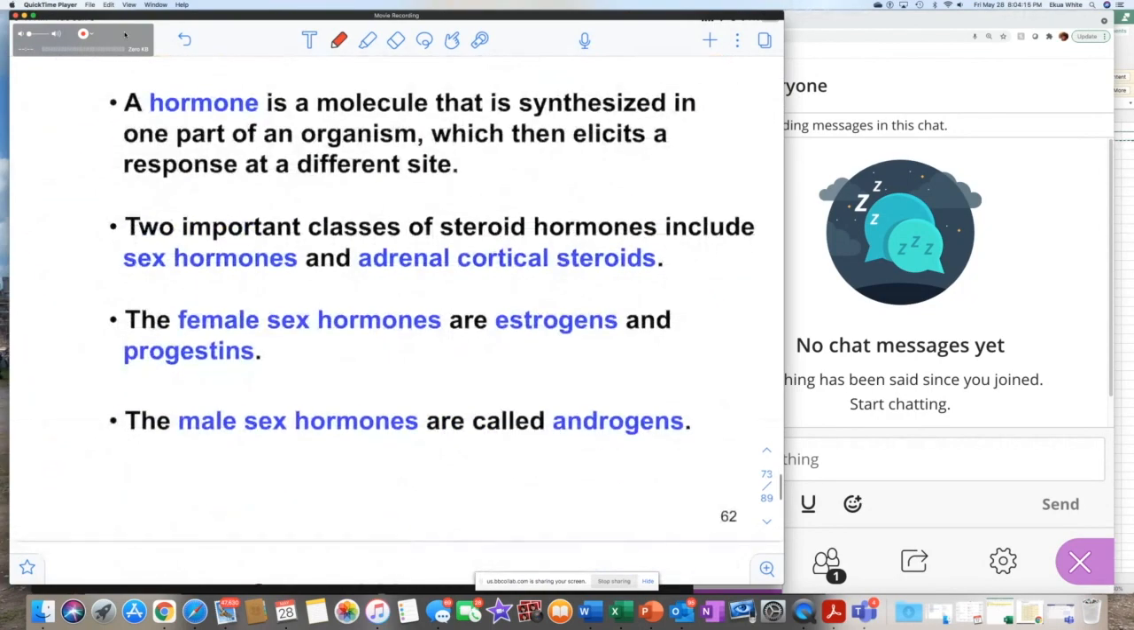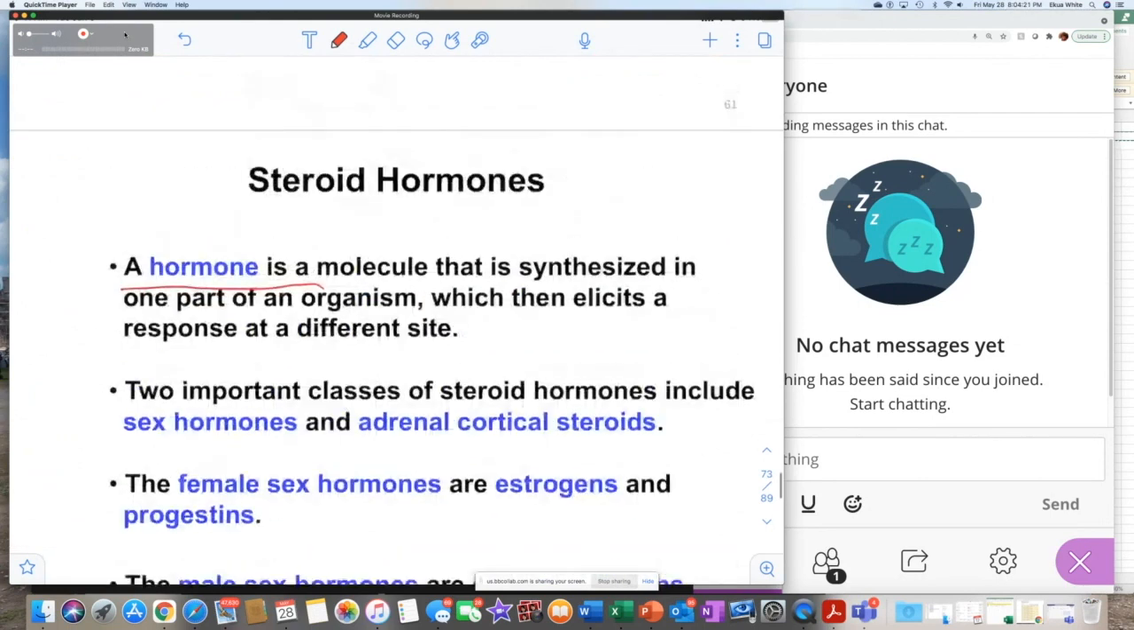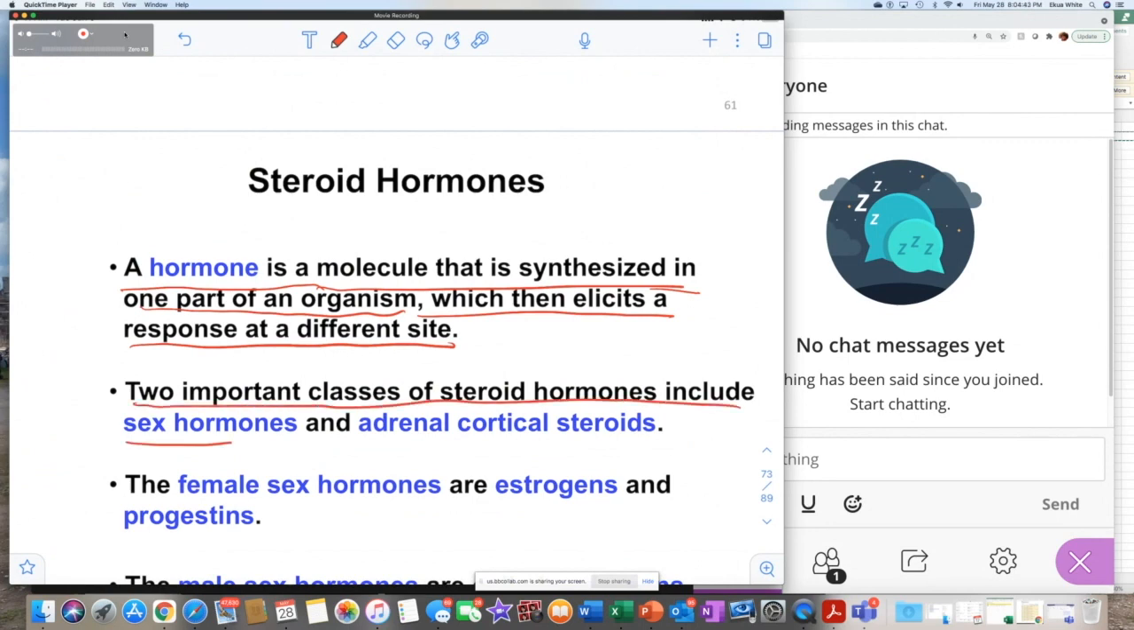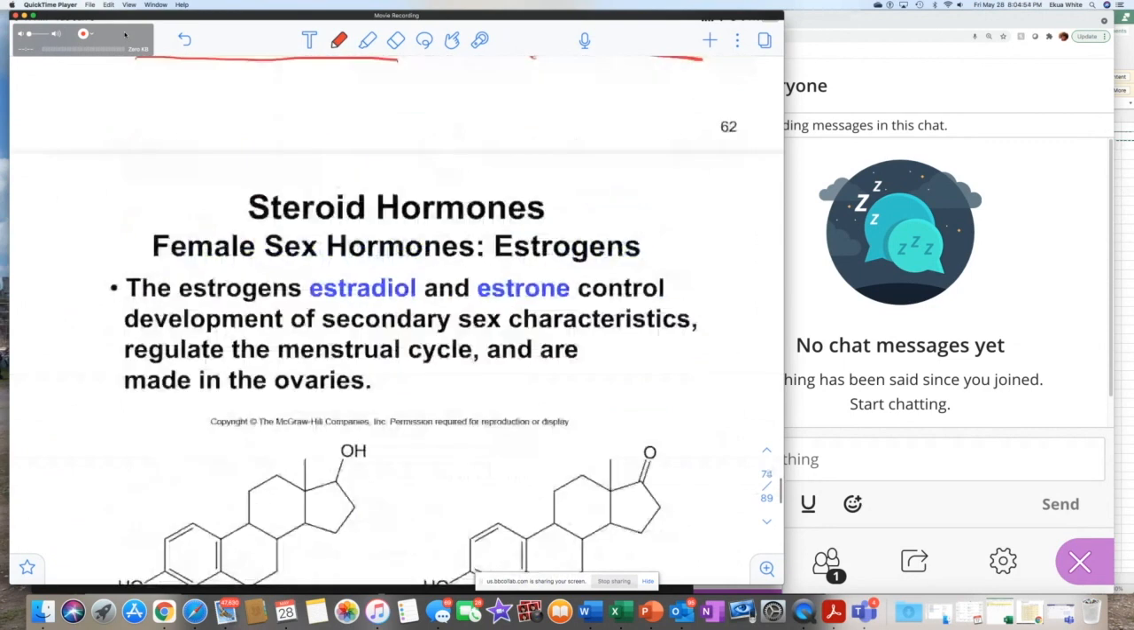Okay. So moving on. We're close to the end. A hormone is a molecule, steroid hormones. A hormone is a molecule that is synthesized in one part of an organism, which then elicits a response at a different site. So we have steroid hormones made in one part of the body, and once made, they elicit an effect at a different site. Two important classes of steroid hormones include sex hormones and adrenocortical steroids. Female sex hormones are called estrogens in general and progestins. Male sex hormones are called androgens in general.